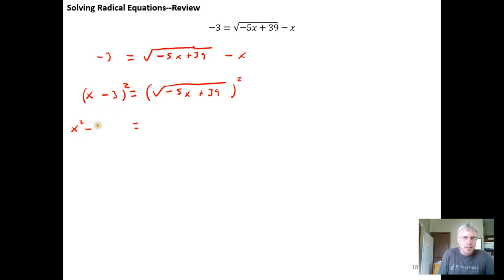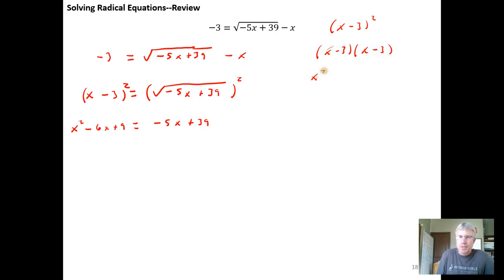minus 6x plus 9. And over here, the squaring would cancel the square rooting and leave us with negative 5x plus 39. Remember to square a binomial: if you have x minus 3 squared, the squaring means take the binomial, that's the base, and multiply it by itself. So you're just using the distributive property.